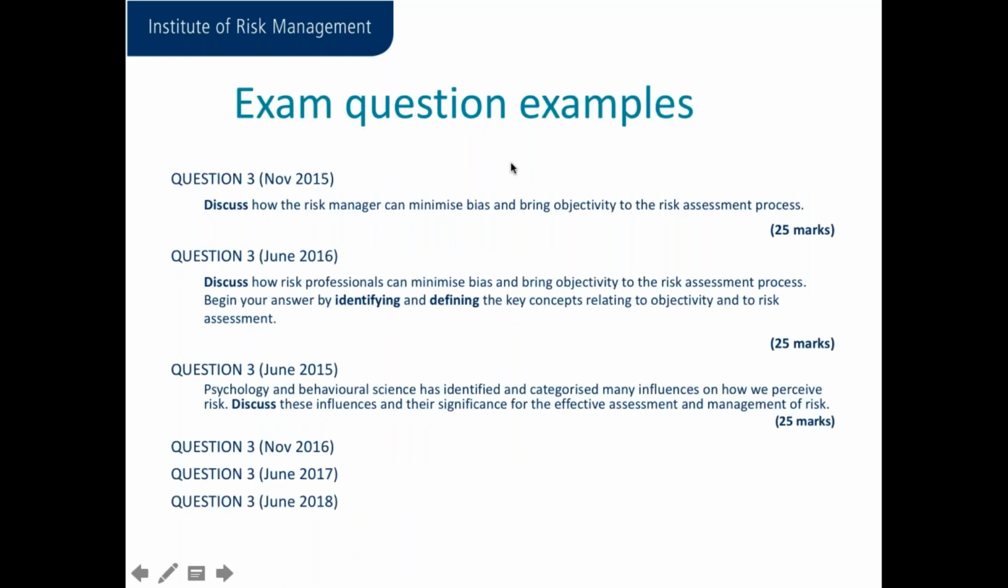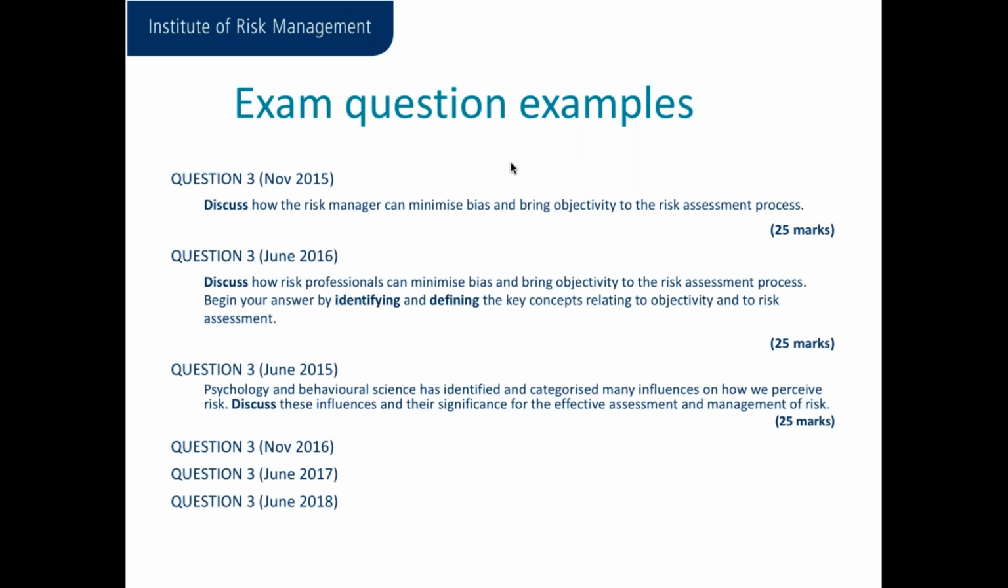So why have I been going on about all of this? You're probably thinking it's very interesting. I just wanted to show you some of the examples, exam questions that have come up around this subject before. In November 2015, there was one about discussing how the risk manager can minimise bias and bring objectivity to the risk assessment process. In June 2016, it asks to discuss how risk professionals can minimise bias and bring objectivity to the risk assessment process.